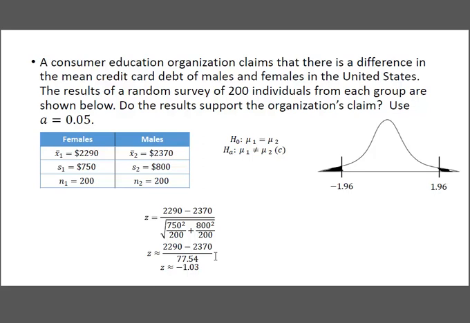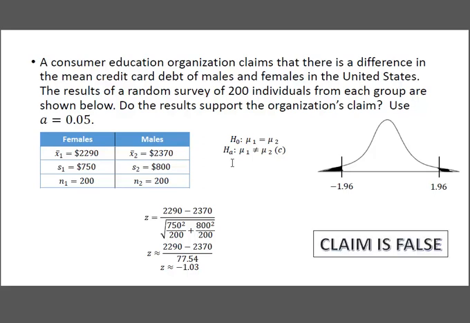Okay. So just as before, negative 1.03, think of this as a number line. Negative 1.03 would be between these two barriers. So that means we are in the unshaded section. That means H0 is true, HA is false. And because our claim is in the alternative, that would mean our claim is false. So we do not have enough evidence to support this organization's claim because this claim is false.